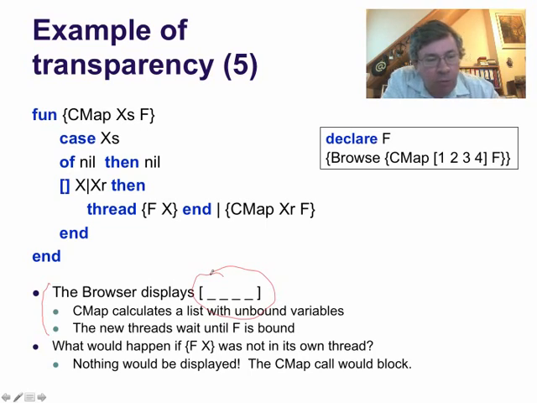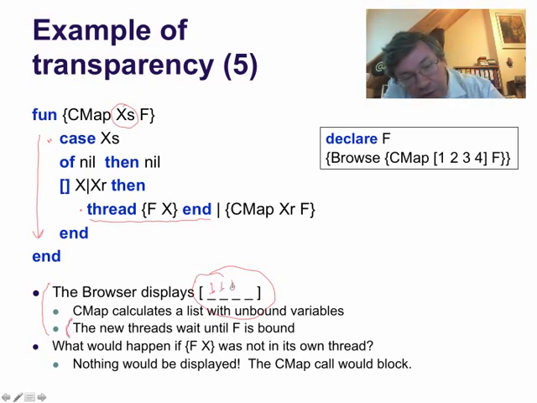So what's really going on here? In fact, the case statement will just traverse the input list 1, 2, 3, 4 as normal, and whenever it wants to calculate f of x, since f is unknown, the calculation will block. But it will block inside the new thread. So the thread executing the CMap will not block. So we will actually get an output, a list with unbound variables. All the new threads, 4 of them, one for each unbound variable, will wait until f is bound to some function.